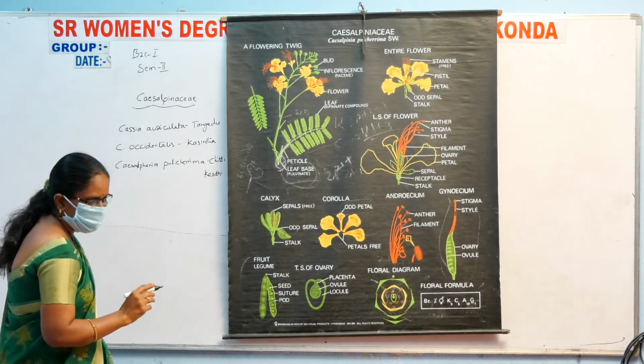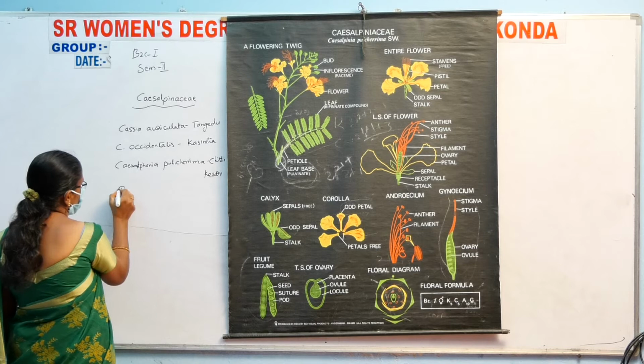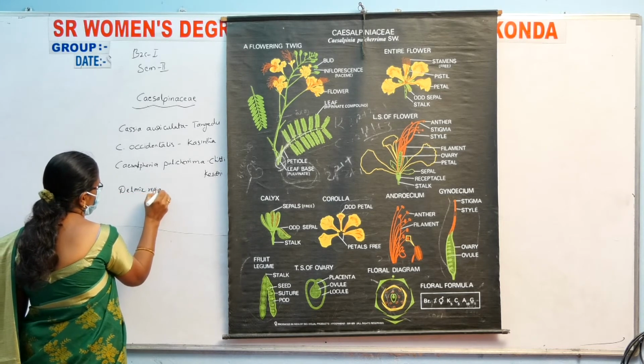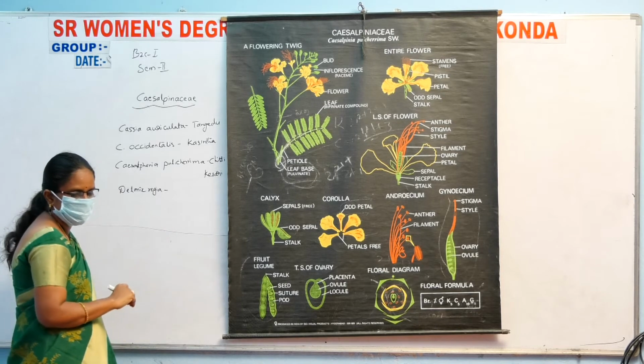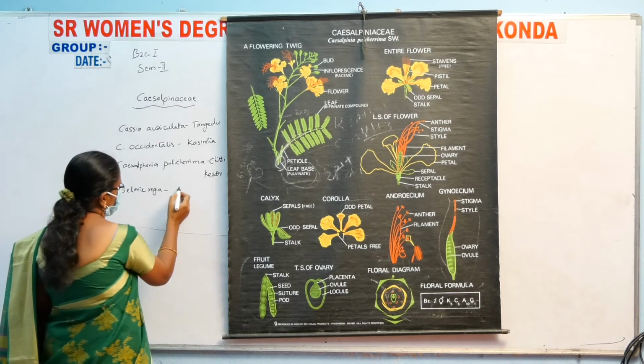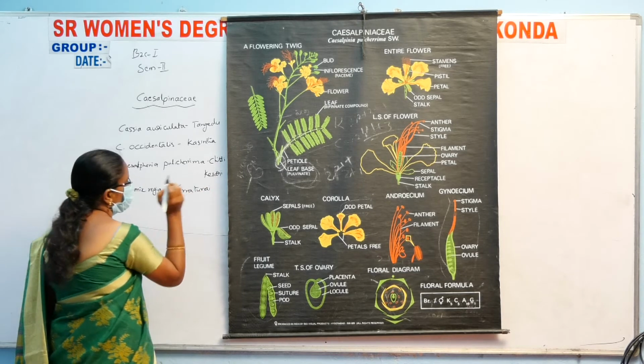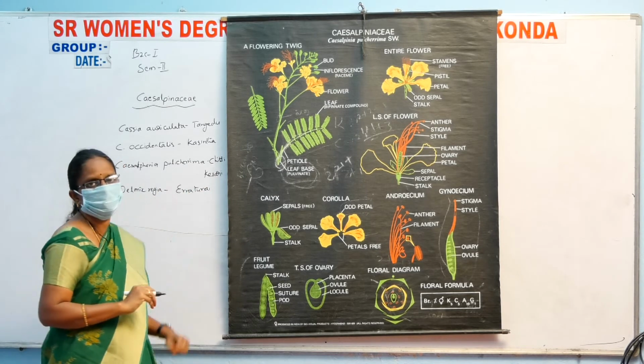And next one is Delonix regia, Errathurai. Delonix regia is seen mostly along the roads.